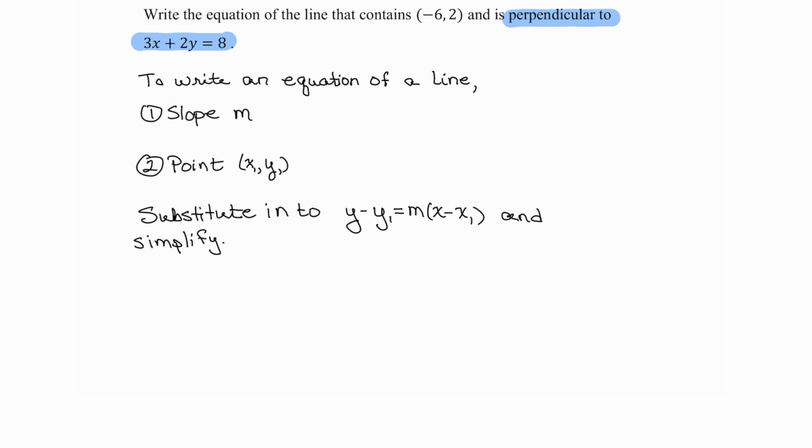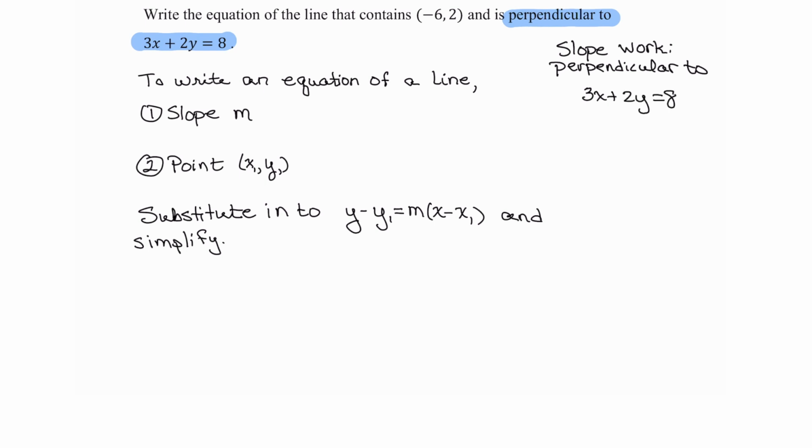So let's do the slope work off to the side. You want your overall problem to be front and center, but any supporting work you need to do, do off to the side and then bring it in. So our slope work, we want to be perpendicular to this, 3x plus 2y is equal to 8.